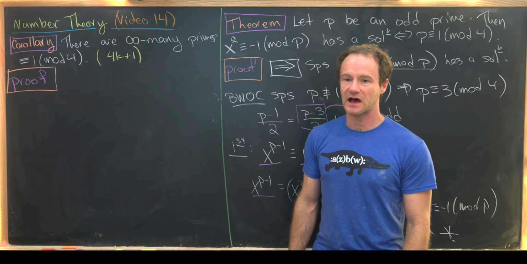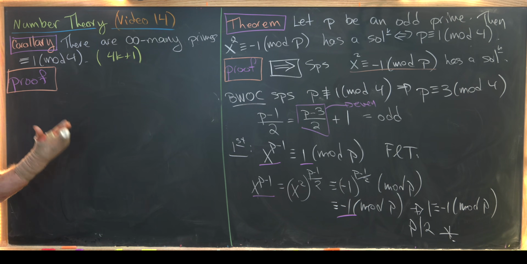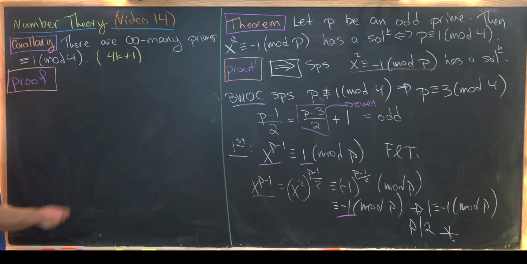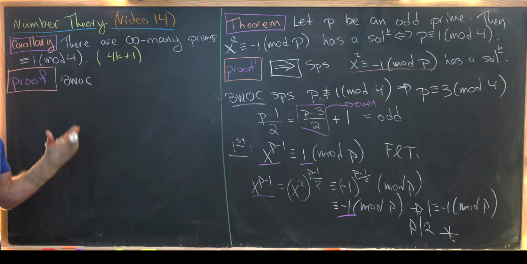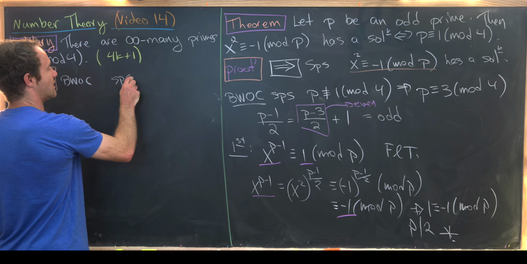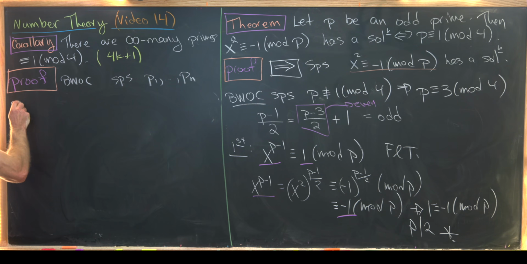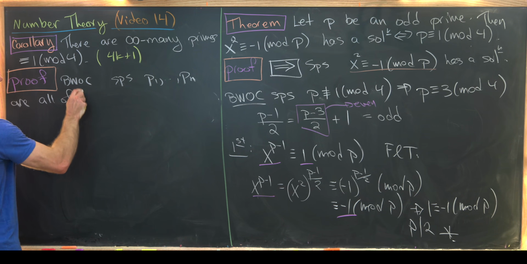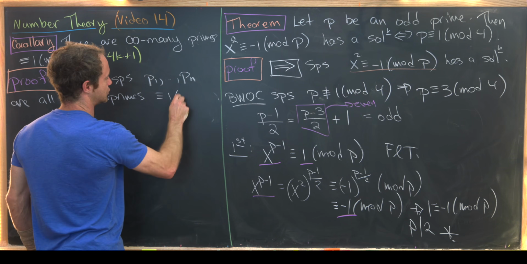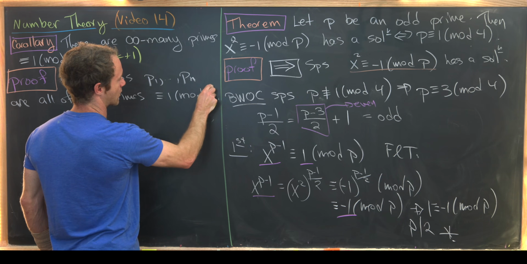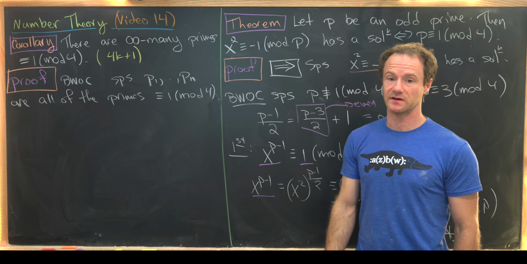Okay, so let's see how this goes. Well, we're going to start off just like the proofs of our other infinite prime theorems, and that is by way of contradiction, suppose we only have finitely many. So by way of contradiction, let's suppose that P1 up to Pn are all of the primes that are congruent to 1 mod 4. So in other words, there are only finitely many, and we've got a list of them.